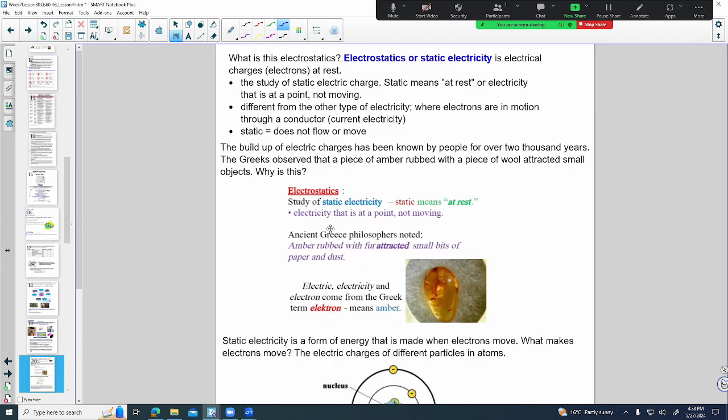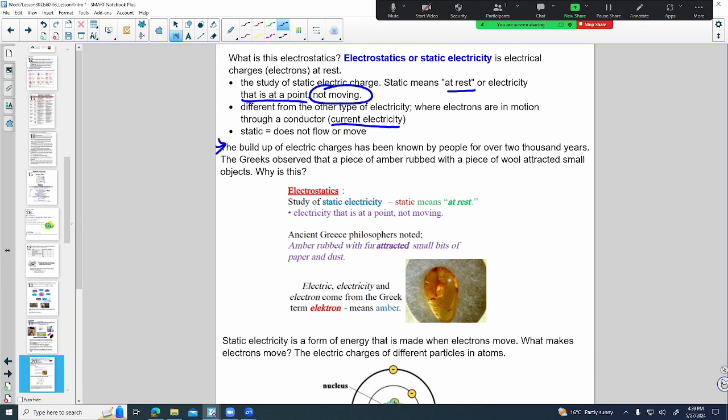So what is it? We said it was an electric charge. It's not moving, so it's electrons at rest. Static means at rest, or at a point, and make sure that you highlight or underline it, means it's not moving. This is different from the other type of electricity where electrons are in motion through a conductor. That's current electricity. If you plug something in, that's current electricity. Electrostatics or static electricity is at rest. Make sure you make a note of that. It's static, it does not flow or move.